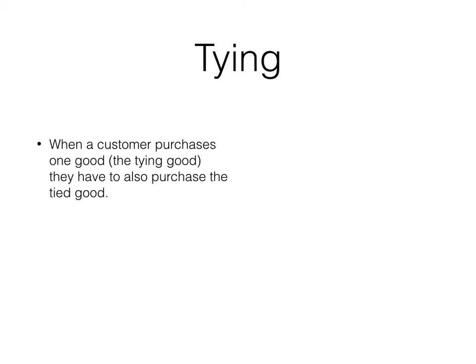Tying is somewhat similar, and tying simply is an issue where when you buy one good, you also then have to purchase the tied good. One example of this was IBM used to require, when they used to have card readers, that you had to buy the punch cards from IBM. Tying was deemed illegal from antitrust regulations, but you do see tying all the time.